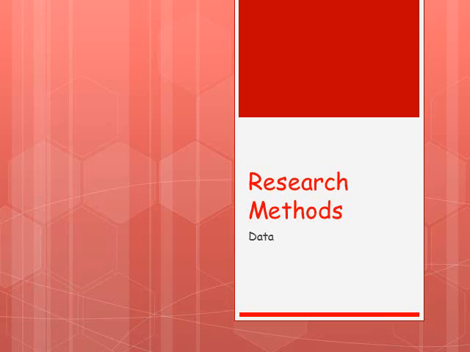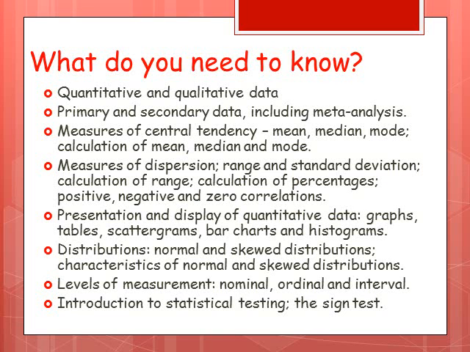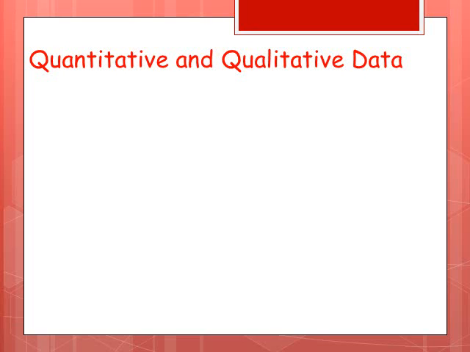So research methods, the data section of research methods for year 1 psychology, so this is your ASL. So what do we need to know? We need to know about quantitative and qualitative data, primary and secondary data, measures of central tendencies, measures of dispersion, how we can present and display data, distributions, levels of measurement, and the sign test.